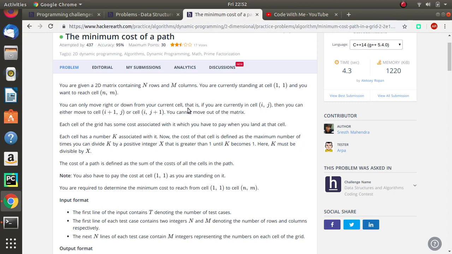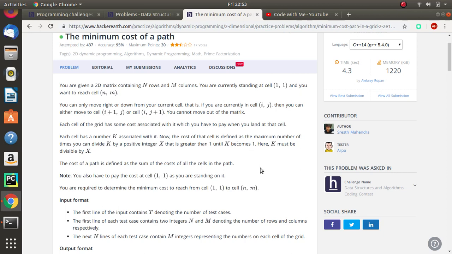So I have opened the problem. In this problem, we are given a 2D matrix with m rows and n columns. We are currently at (1, 1) and we have to reach cell (n, m). The constraint is we can move only right or down. If we are at (i, j), we can go down to (i+1, j) or right to (i, j+1), but we cannot move out of the matrix. So those are the constraints.